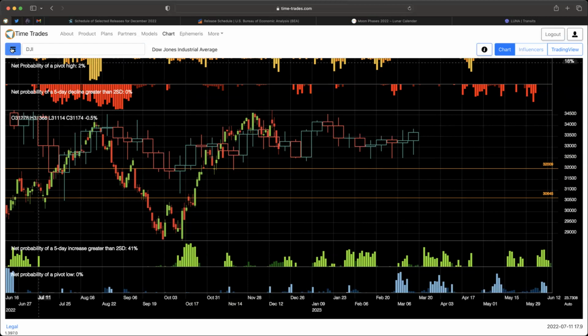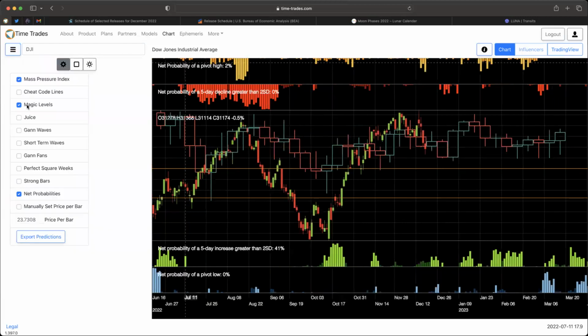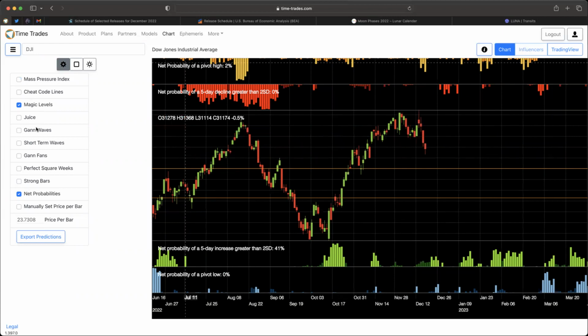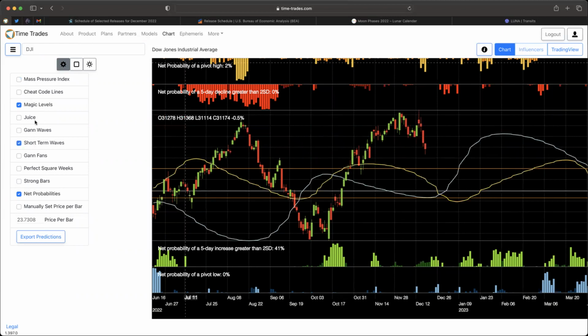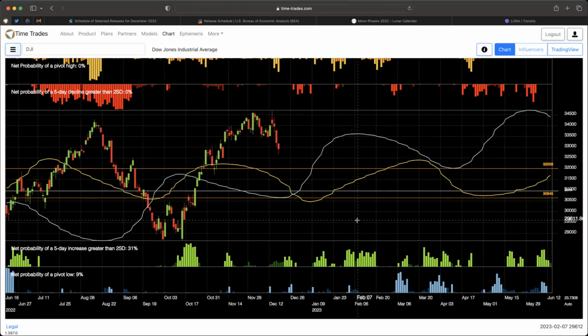Okay, so I want to go back to some of the context here, and there's really two main factors at play. Let me turn off the mass pressure index, and I'm going to turn on short-term waves. Okay, so the two factors at play are Mercury and Venus.